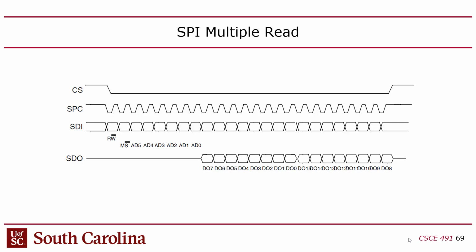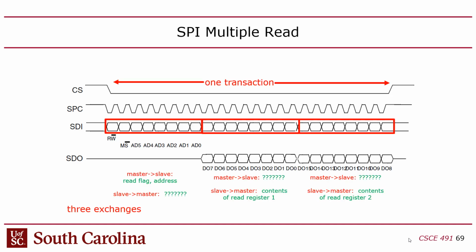There's 8 here, and 8 here, because I am reading 2 consecutive bytes from the peripheral, okay? And the way I did that is I use this MS field. I set this MS field to be 1, right? And you might say, how do you know it's 1? Well, because M doesn't have a bar over it, and S does, and M stands for multiple, and S stands for single, right? So that's just a multiple read. Yeah, so there's 3 exchanges in there.